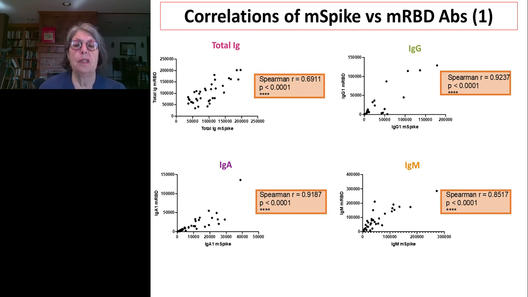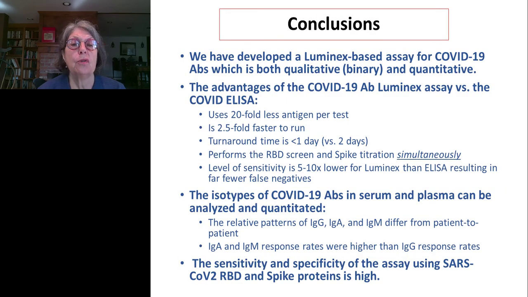Finally, let me sum up what I have told you in today's webinar. We have developed a Luminex-based assay for COVID-19 antibodies, which is both qualitative or binary, and it is quantitative. The advantages of the Luminex assay versus the ELISA assay is that it uses 20-fold less antigen per test. It can be run at least 2.5-fold faster than the ELISA itself is run. The turnaround time is less than a day versus 2 days for the ELISA.